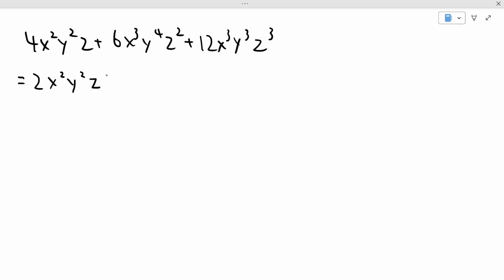So if we take the first term, 4x squared y squared z, and divide that by 2x squared y squared z, we get a 2 constant term. Then if we take the second term, 6x cubed y to the fourth z squared, and divide that by 2x squared y squared z, we get plus 3xy squared z. And if we take the third term, 12x cubed y cubed z cubed, and divide that by 2x squared y squared z, we get 6xyz squared. And this is our final answer.